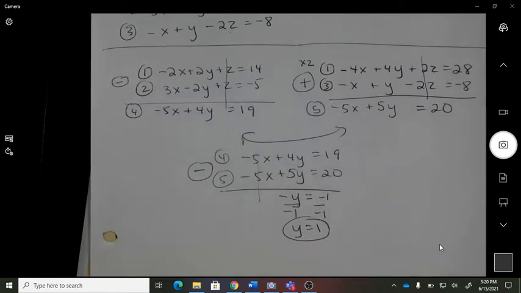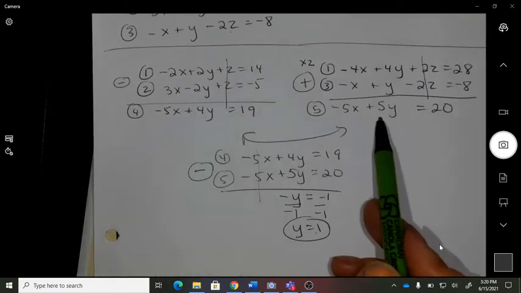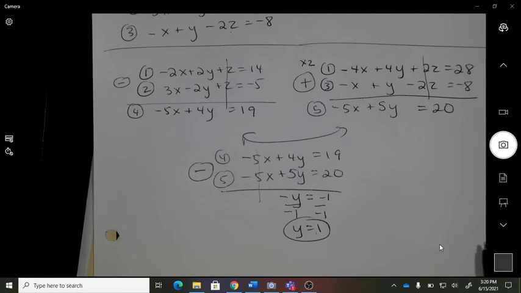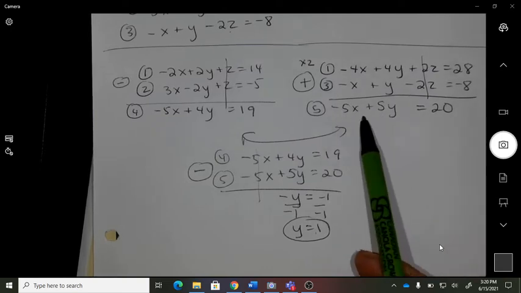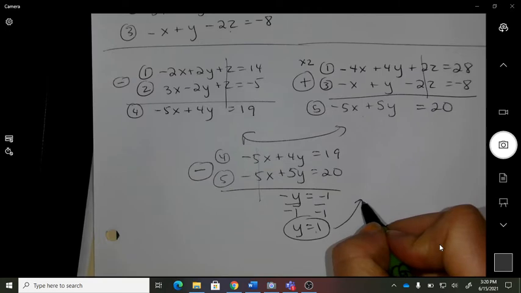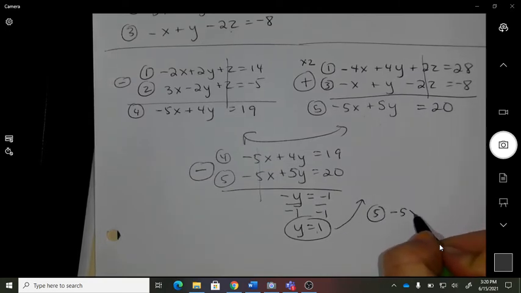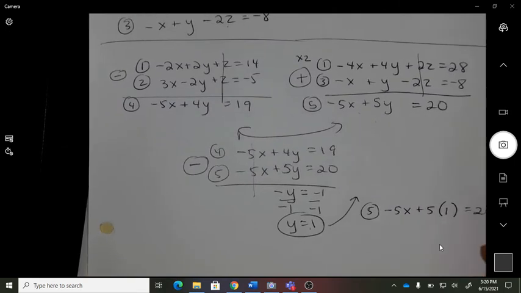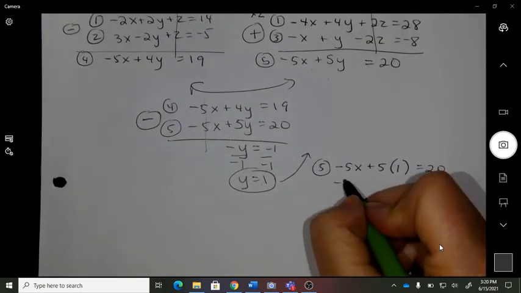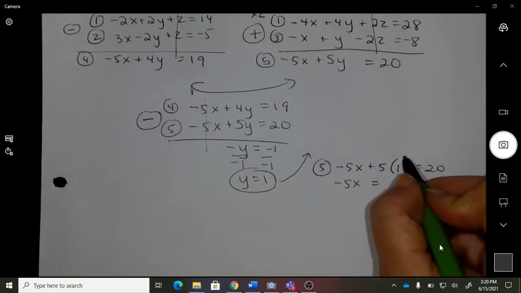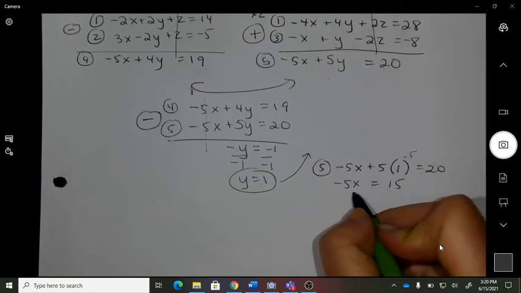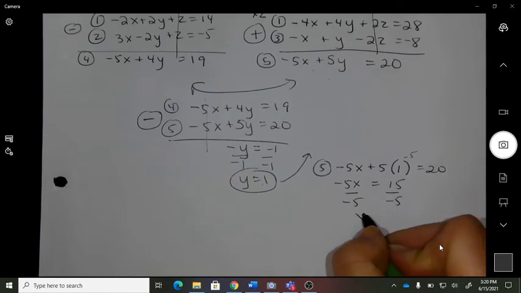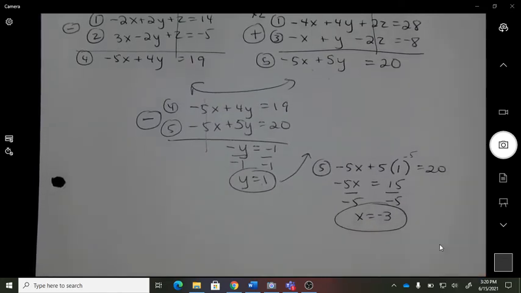Okay, so now I funneled all the way down, I gotta funnel back up. So I'm gonna go into the 4th or the 5th equation on the way up. Doesn't really matter. I'm gonna pick equation 5. So negative 5x plus 5, plug in y, equals 20. So negative 5x equals, so I'm gonna be subtracting 5 here, 15. X equals negative 3.